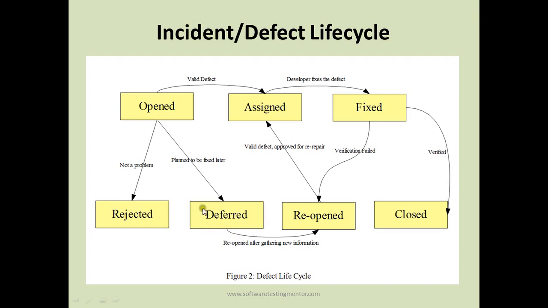Once it is moved to the deferred state, in the next release of the software all the deferred defects are reopened after gathering new information and assigned to developers to get them fixed, and then verified again. If it is verified, it gets closed. If verification fails, it is reopened and reassigned to the developer. So this is a brief of how the defect lifecycle or incident lifecycle works in the software development lifecycle.